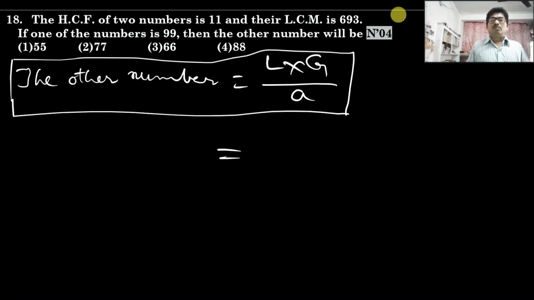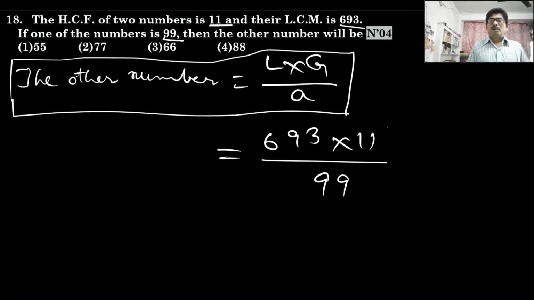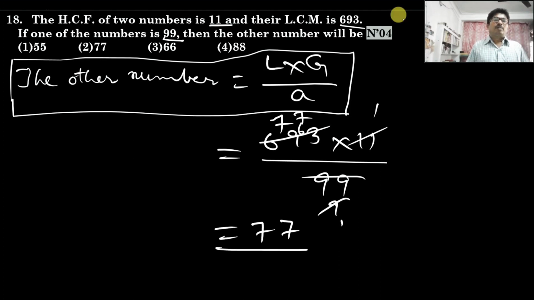So LCM 693, HCF 11, by one number 99. 11 ones are 11, 11 nines are 99. 9 sevens are 63. 9 sevens are 63. 9 ones are 9. So 77 is the answer. Option 2.